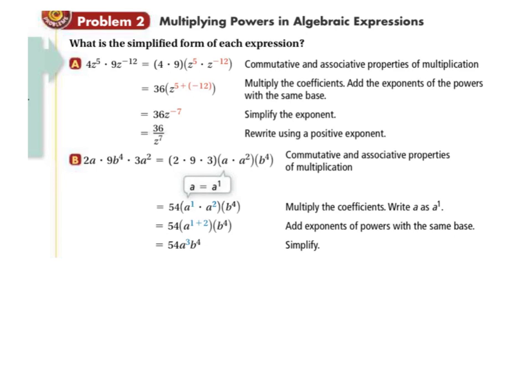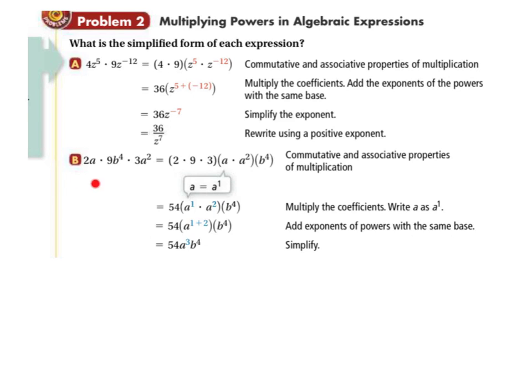Alrighty, so multiplying the same powers in algebraic expressions, right? So our example here, what is the simplified form of each expression? So here I'm going to take a look. These are all multiplied out, so I have to figure out, same bases, right? z and z right here. So the 4 and the 9 get multiplied to 36. z to the 5th times z to the negative 12th is z to the negative 7th. So I end up with 36 z to the negative 7th. And again, simplified means no negative exponents, so that throws that z to the 7th into the denominator. That's a lot to spit out.